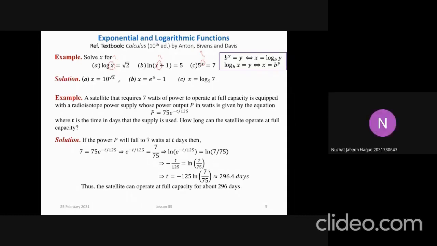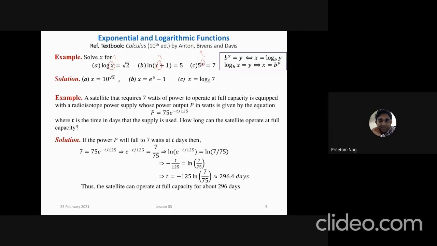Yes, sir. If you have ln(x + 1), that means on the left-hand side your base is e, right? So ln(x + 1) means log base e, then e to the power 5 minus 1. Since the left-hand side has x + 1, if we cancel ln using the cancellation property, x + 1 will be e to the power 5, so x equals e to the power 5 minus 1.